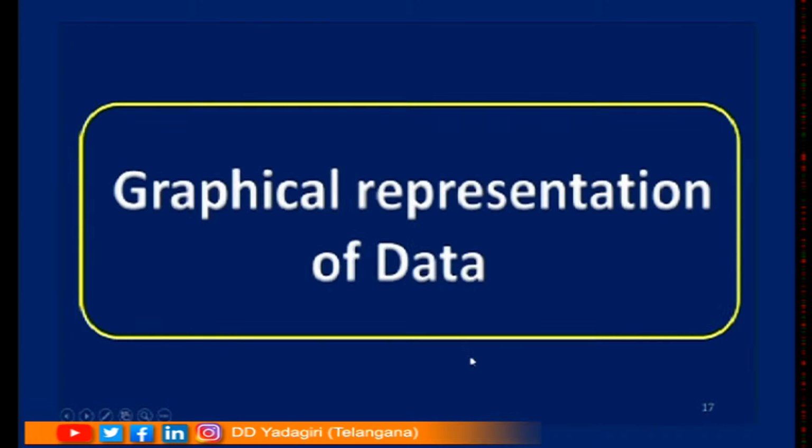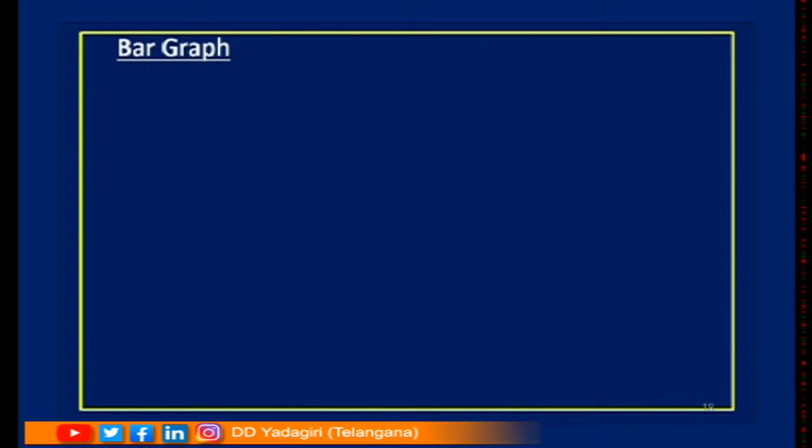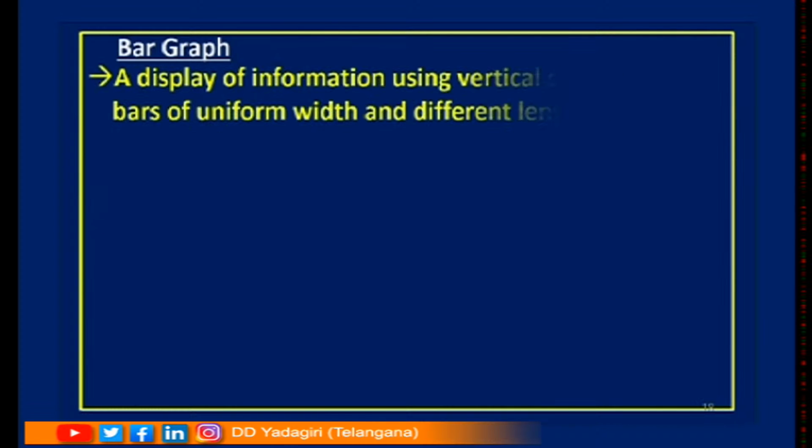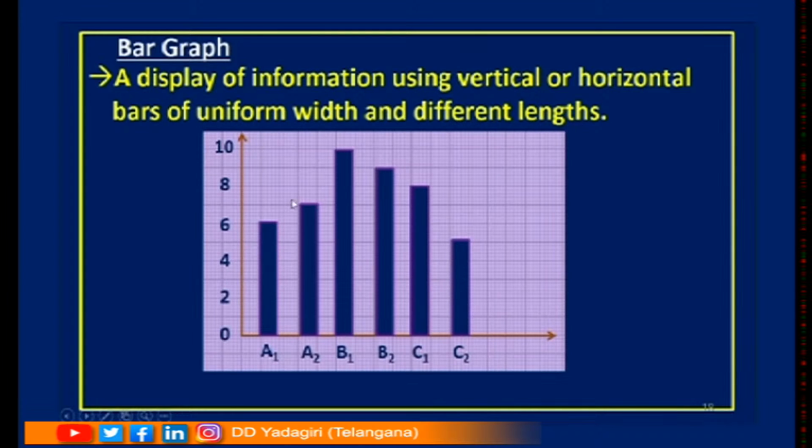Now, let us understand graphical representation of data. In that, first I am considering the bar graph. Children, what is a bar graph? Yes, a display of information using vertical or horizontal bars of uniform width and different lengths. Try to understand, children, the width must be the same, but the lengths will vary. Now, I am taking a bar graph here. Children, what is this bar graph? Is it a vertical bar graph or a horizontal bar graph, which you have studied in your lower classes? Yes, it is a vertical bar graph.